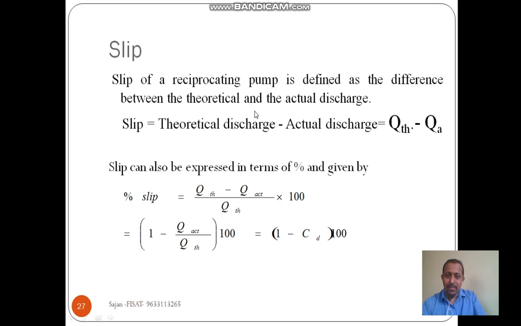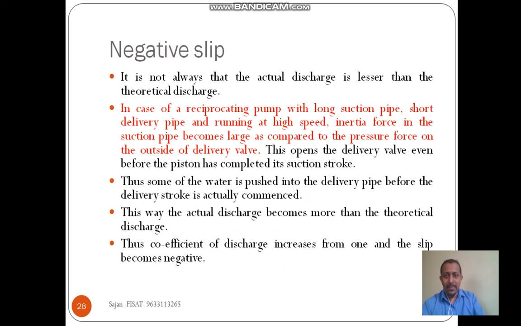There, some losses can occur. That term is called slip. So, after accounting for all the losses there, the term we get when we subtract actual discharge from theoretical discharge is called slip. The percentage of slip is Q theoretical minus Q actual divided by Q theoretical into 100.